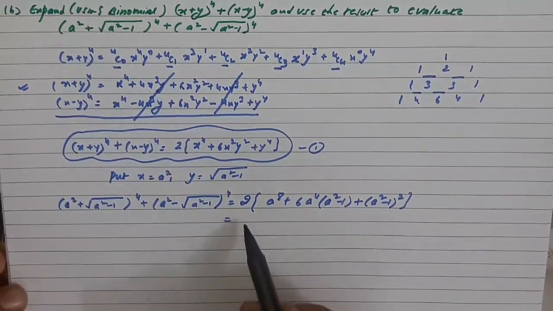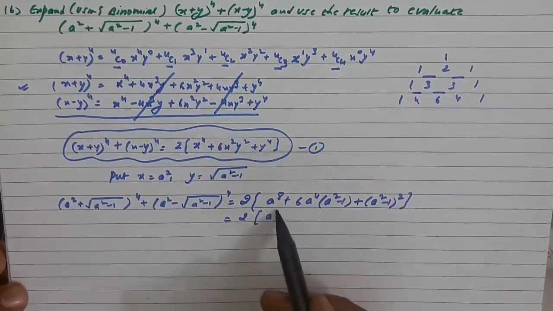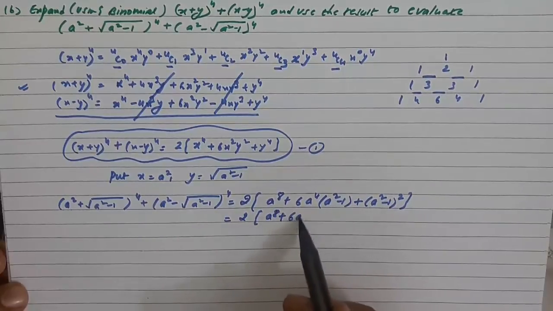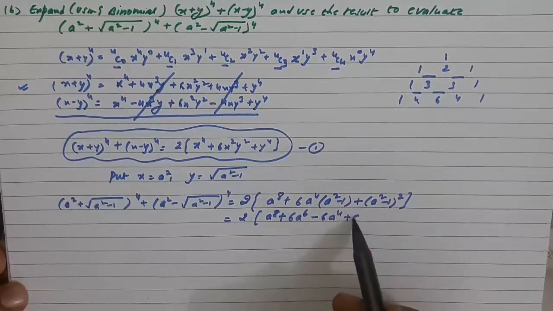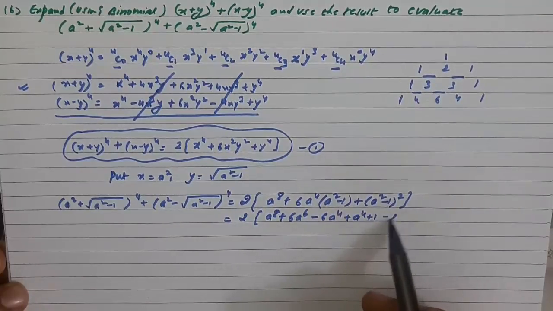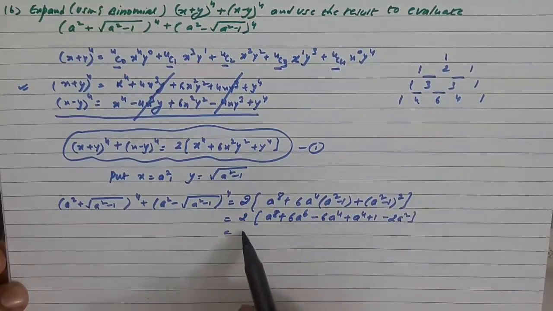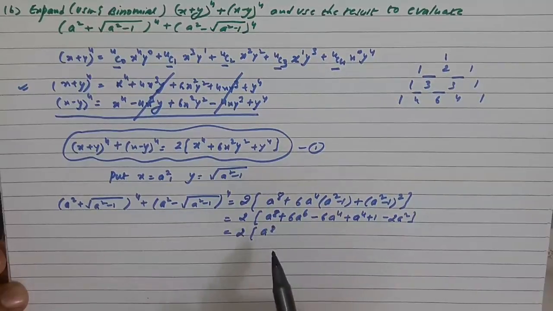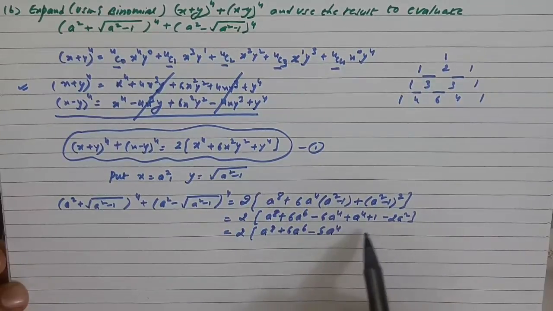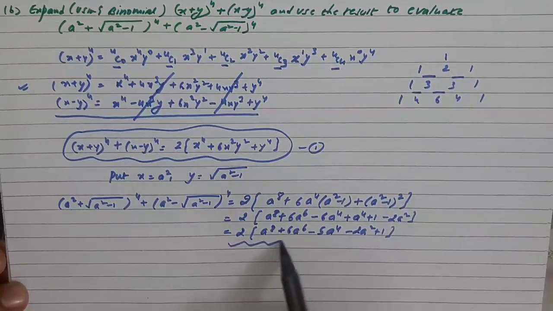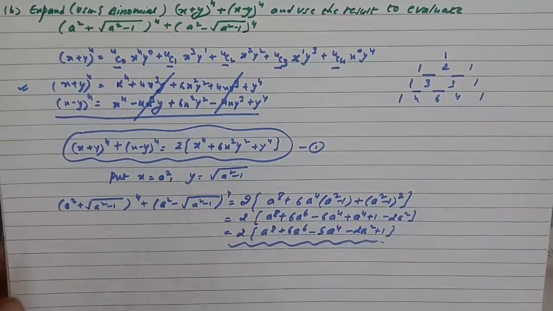We can simplify it if we want. A 8, this becomes 6 a 6 minus 6 a 4. We will expand the whole square: a 4 plus 1 minus 2 a square. So finally you will get 2 a 8 plus 6 a 6. These two are like terms, so we will make it 5 a 4 minus 2 a square plus 1. So this is the value of this expression.